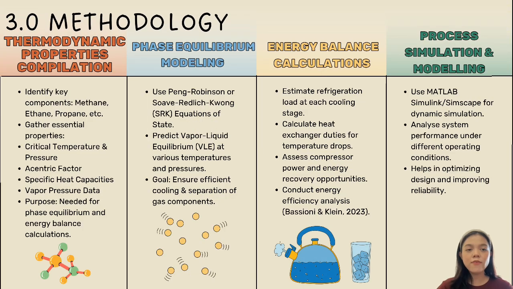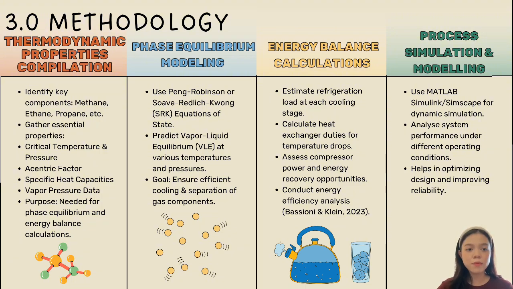For our methodology, we divide the work into 4 key parts to ensure an accurate and efficient process design. First, in thermodynamic properties compilation, we identify the main components such as methane, ethane, and propane. We gather the critical properties like temperature, pressure, eccentric factor, and specific heat capacity. These properties are crucial for our phase equilibrium predictions and energy balance calculations.